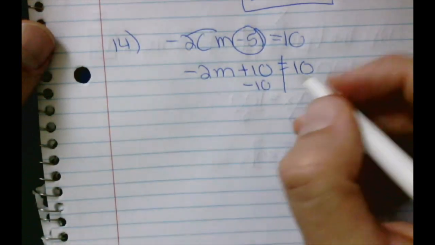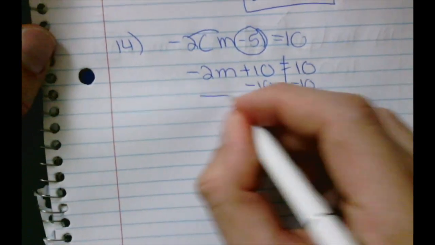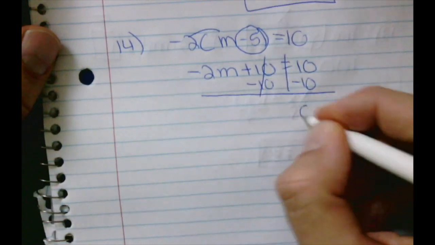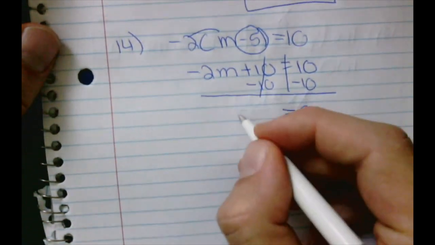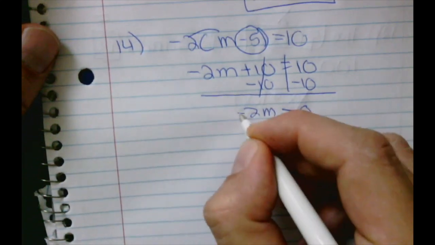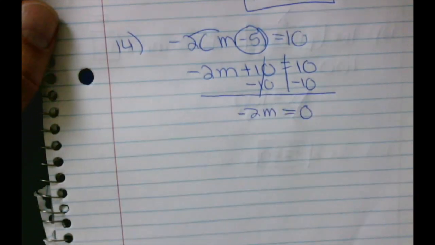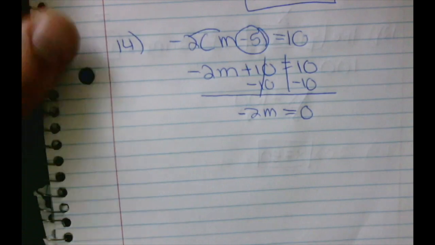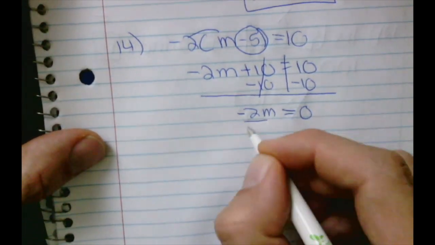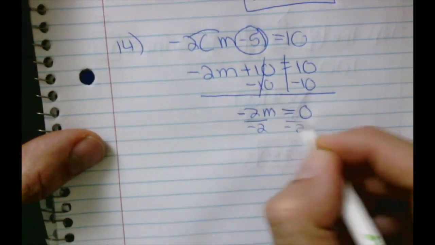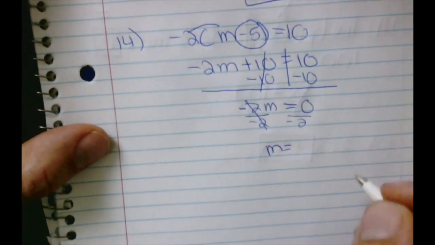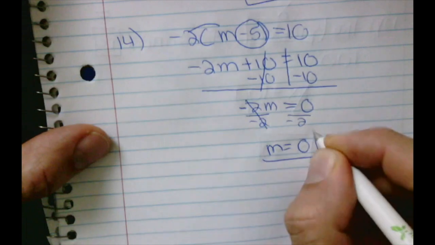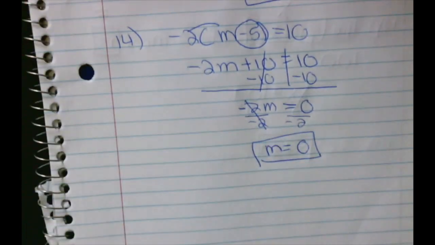If I minus 10 on the left side, I'll minus 10 on the right side. 10 minus 10 is equal to 0. Next, I bring down my negative 2m to get negative 2m is equal to 0. After that, I divide both sides by negative 2, and I'm left with 0 divided by negative 2, which is equal to 0. So my answer is m is equal to 0.